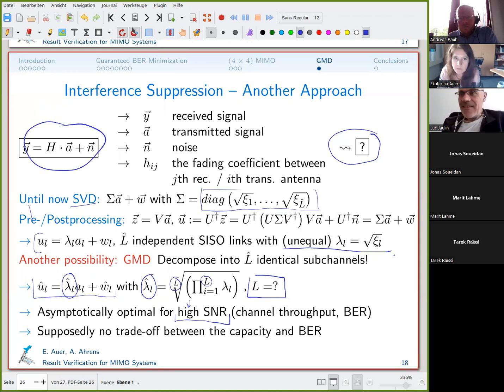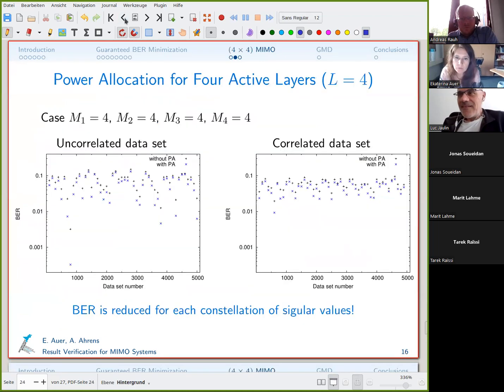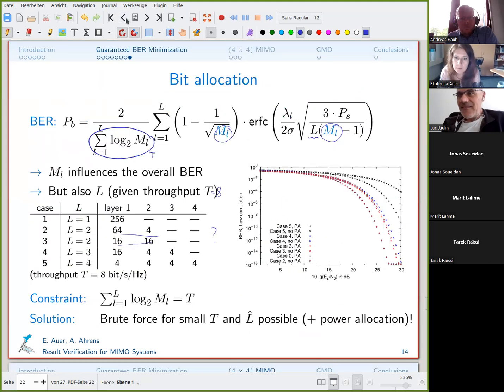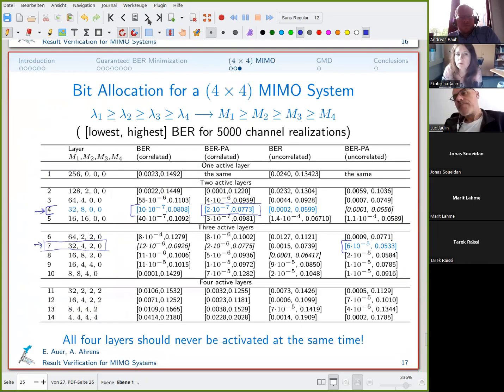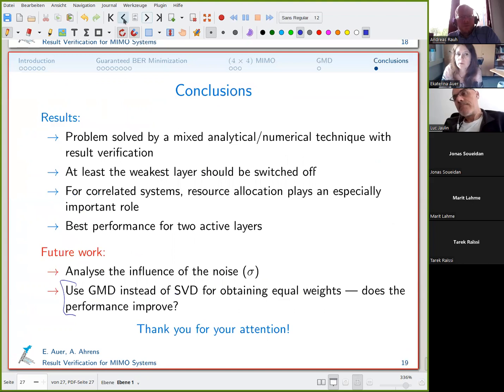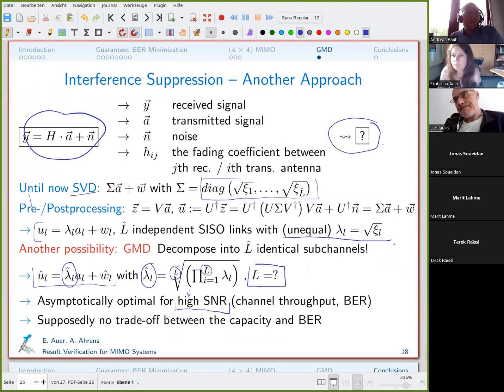Well, this is something they actually exploit in this BER expression. This is where the error function here comes from. Yes, they do this, of course. Okay, then it's clear for me. Okay, thanks.